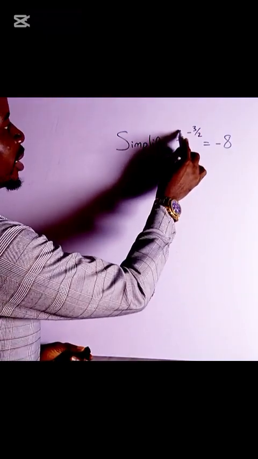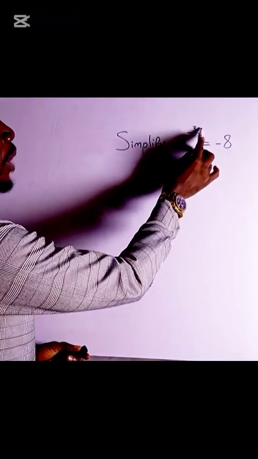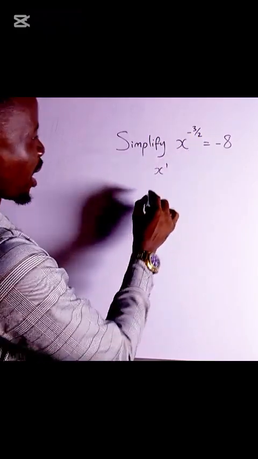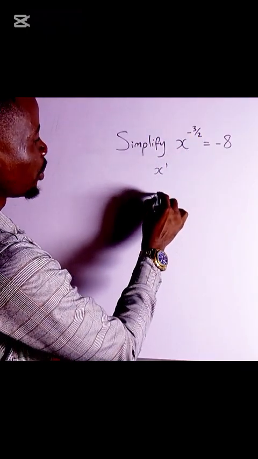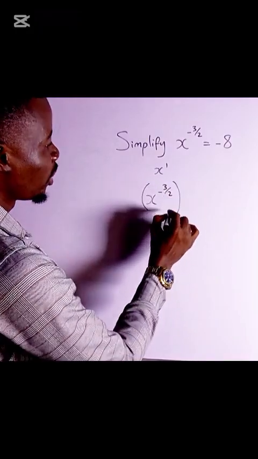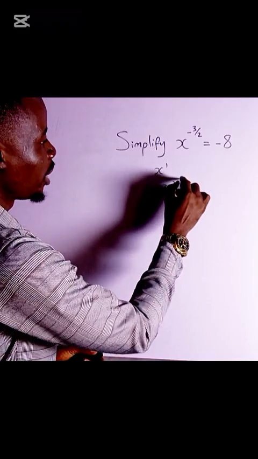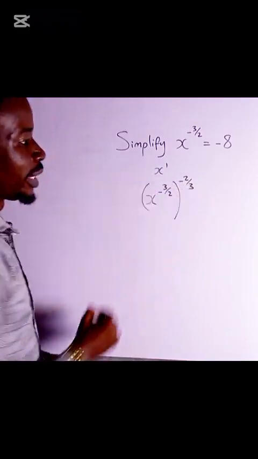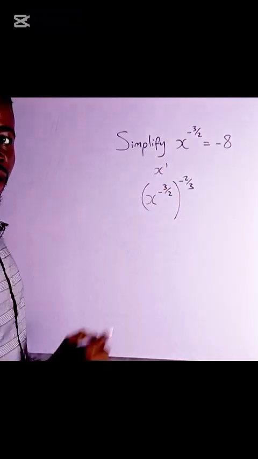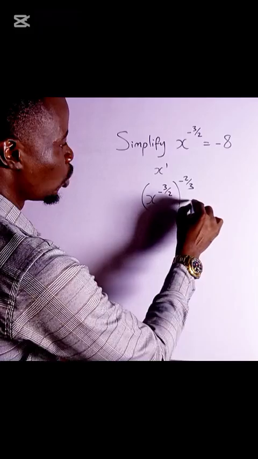I will raise the entire value here to the power of its reciprocal. What I mean is that if I have x to the power of minus 3 over 2, I will raise the entire value to the power of its reciprocal, which is minus 2 over 3, so that once they cancel out, they will give me x raised to power 1. So I do the same to balance the equation.